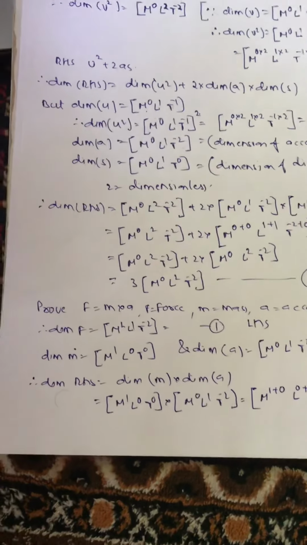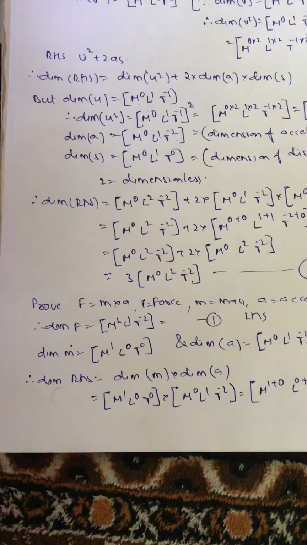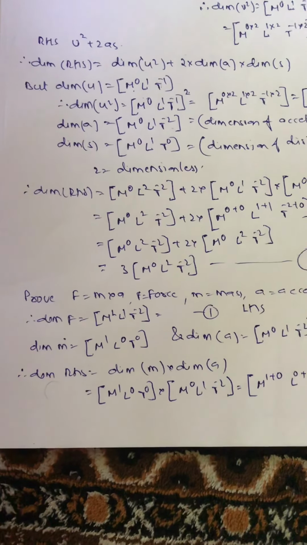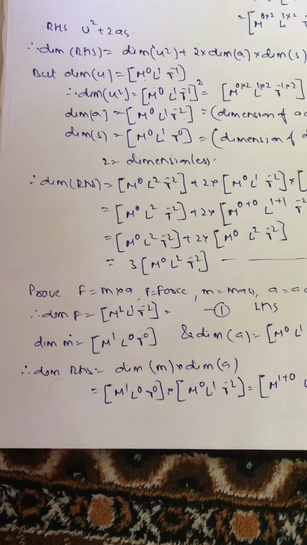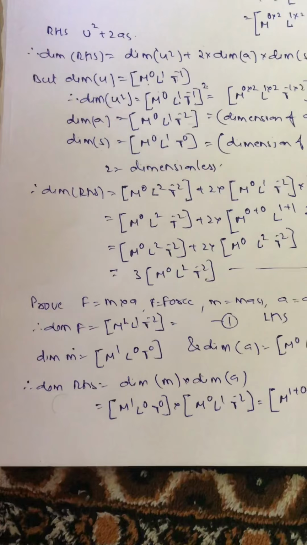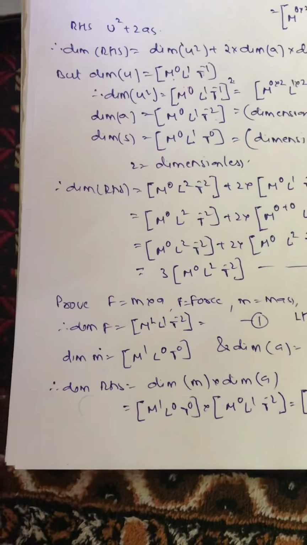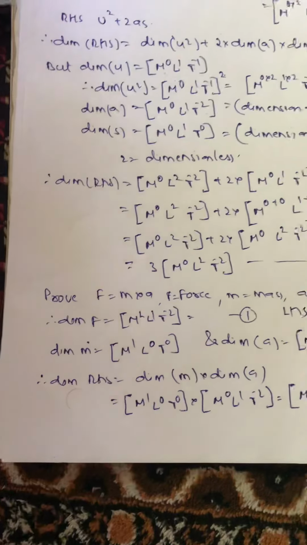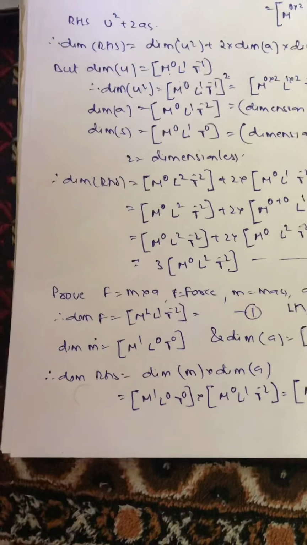I'll quickly take just one more problem and then we'll go to the second topic. We have to again prove that force is equal to mass into acceleration. This equation is dimensionally correct. Force, mass and acceleration. So what is the first step? Take the dimension of the left hand side. What is the left hand side? Force. So dimension of force is equal to, again as I said, please take it for granted that you know the value of dimension of force is this.